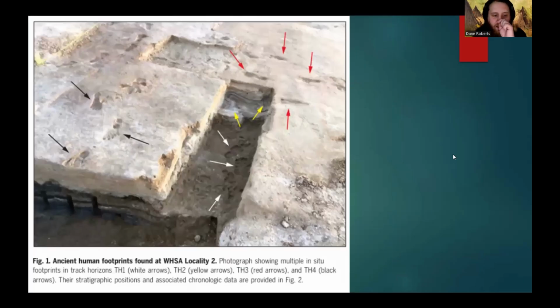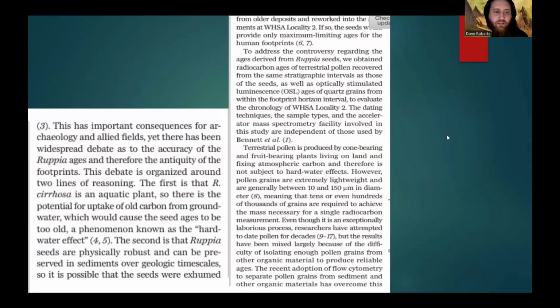And what the Pagati et al. examined at White Sands National Park were a series of footprints, as you can see here, that were embedded and fossilized in the sands of the White Sands National Park. And what they did is they took some plant matter, specifically Ruppia seeds, and used carbon 14 dating to determine their age, as well as various other types of dating.